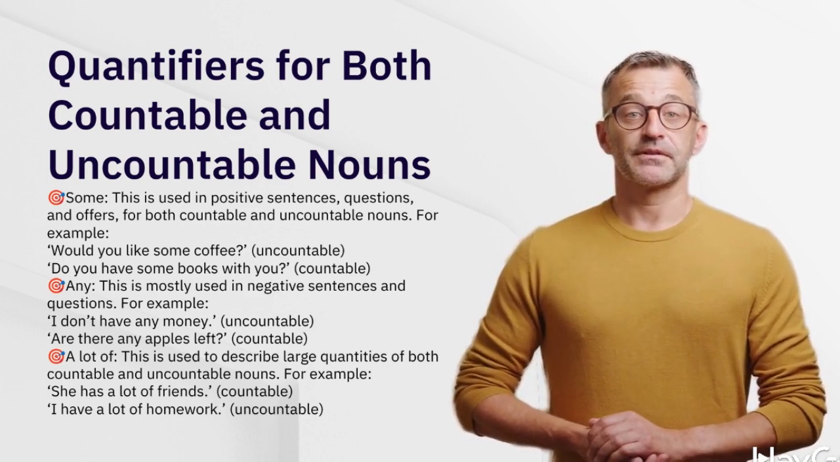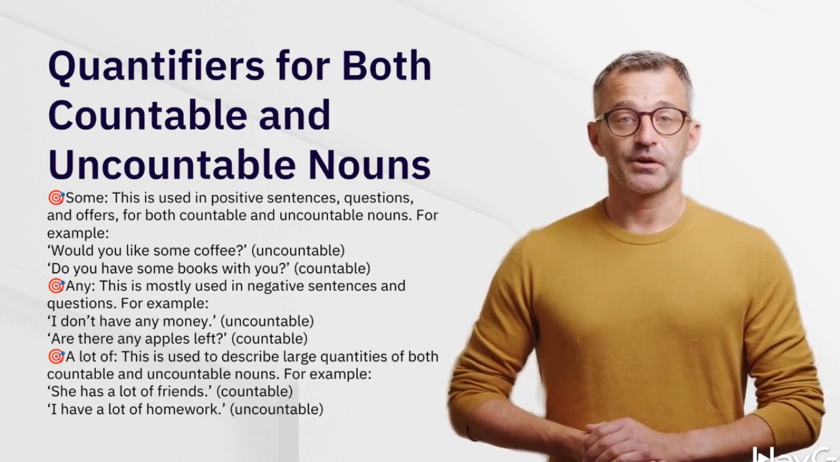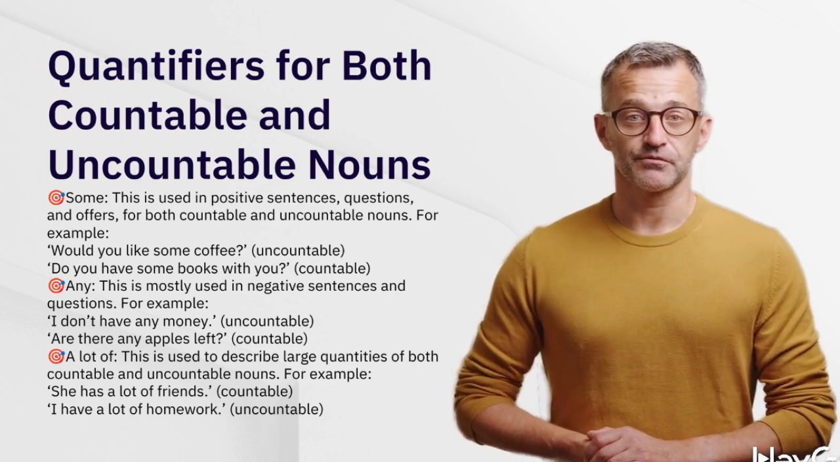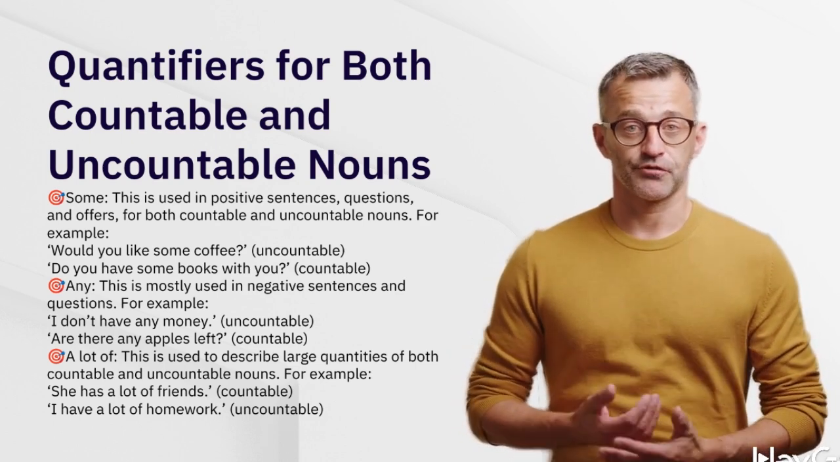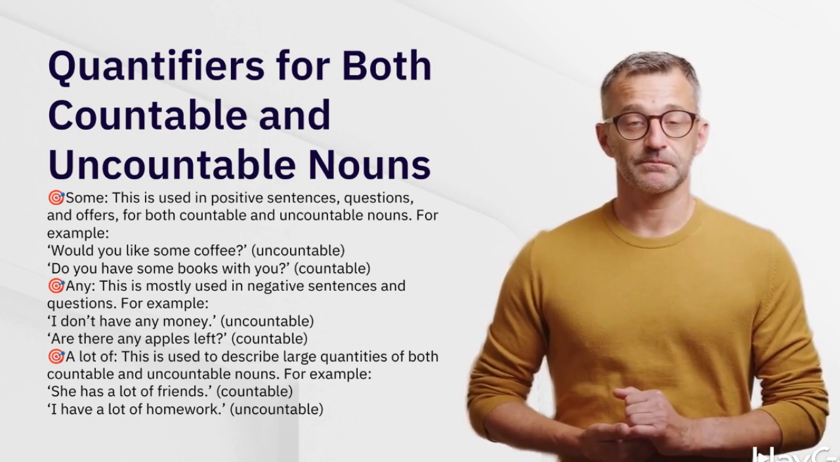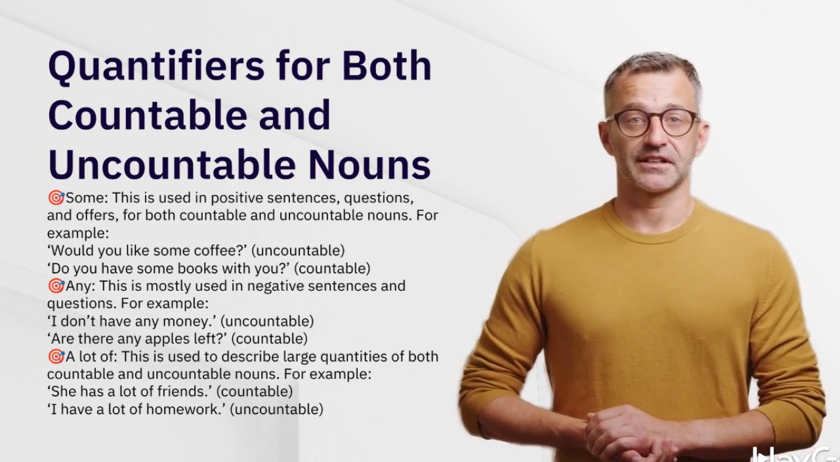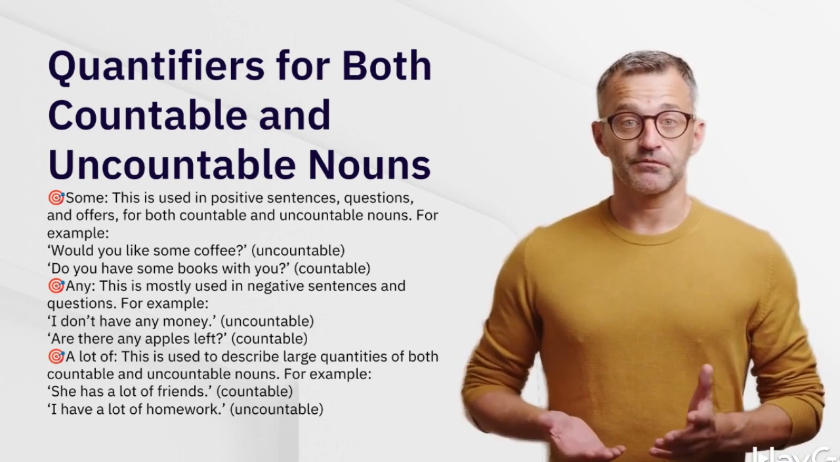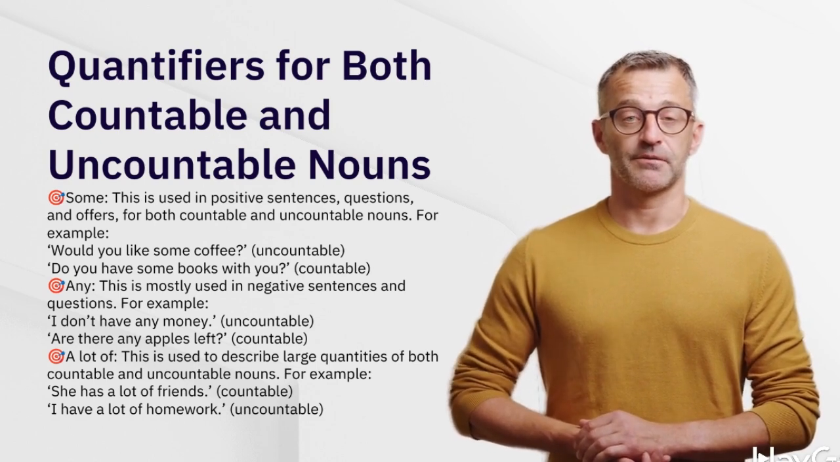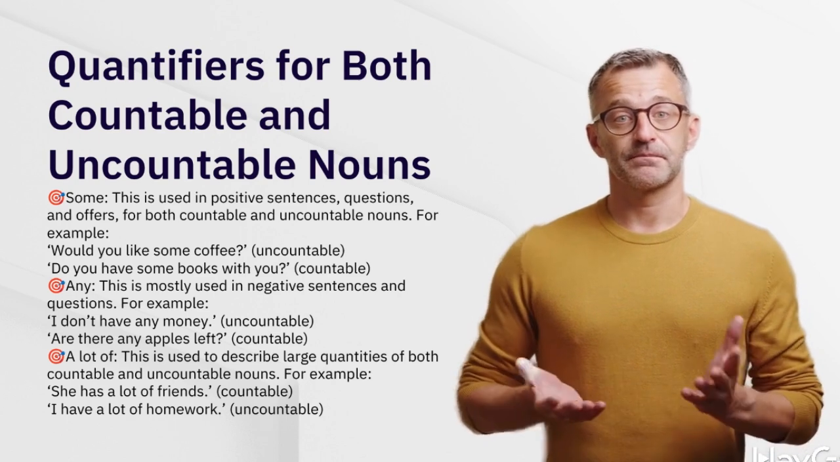Some. This is used in positive sentences, questions, and offers for both countable and uncountable nouns. For example, would you like some coffee? Uncountable. Do you have some books with you? Countable. Any. This is mostly used in negative sentences and questions. For example, I don't have any money. Uncountable. Are there any apples left? Countable.